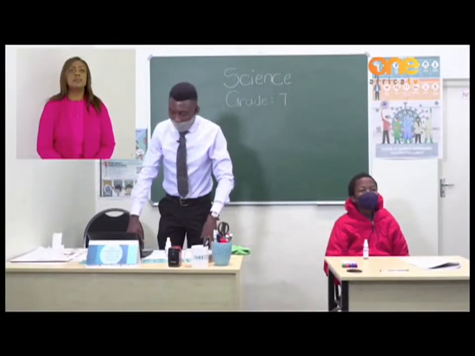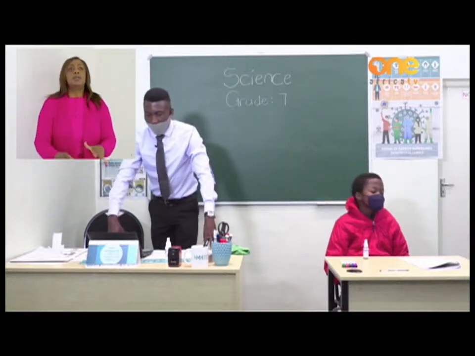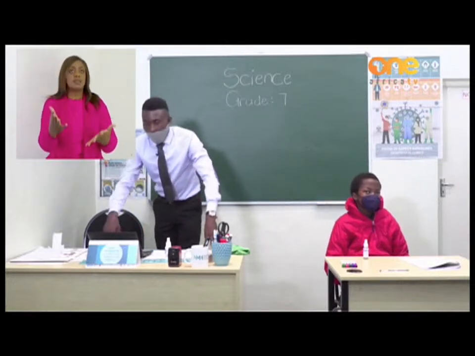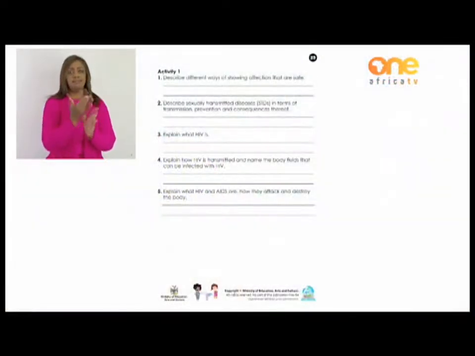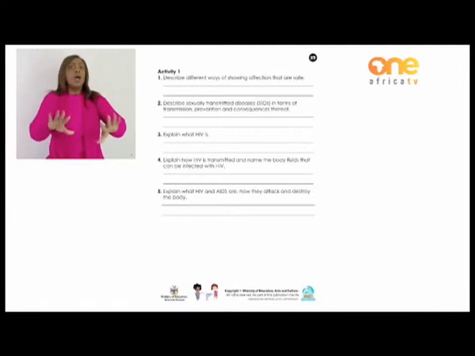All right, Mr. Futo has prepared some questions for you here. Let's all turn to page 25, where we will find our questions. As it's written there, activity one, number one: describe different ways of showing affection that are safe. I think that all of us can answer this question. Number two: describe sexually transmitted diseases, or STDs, in terms of transmission, prevention, and then the consequences thereof.